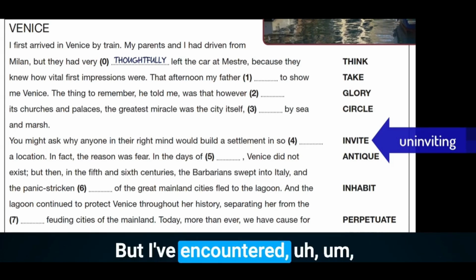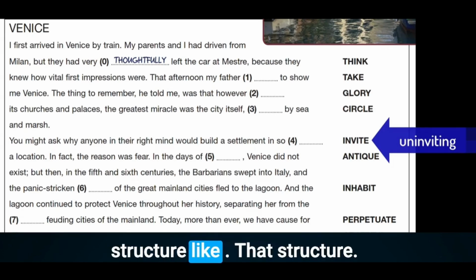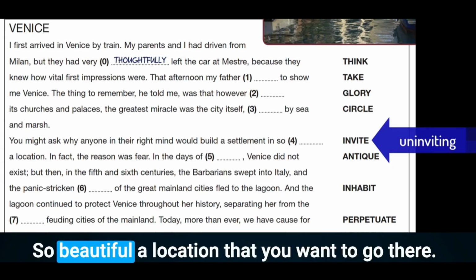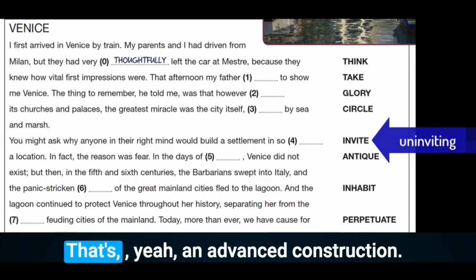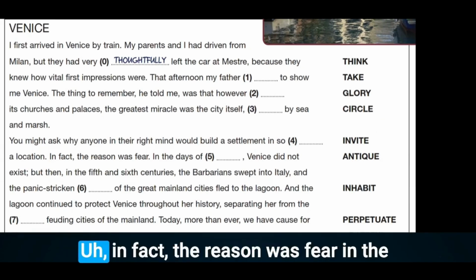Yeah, but I've encountered structure like that. That structure, yes. So beautiful a location that you want to go. Super, that's, yeah, an advanced construction. Well done. Okay. In fact, the reason was fear.